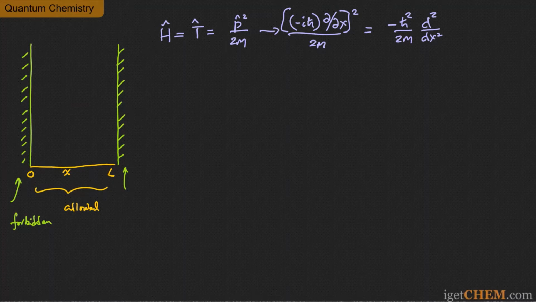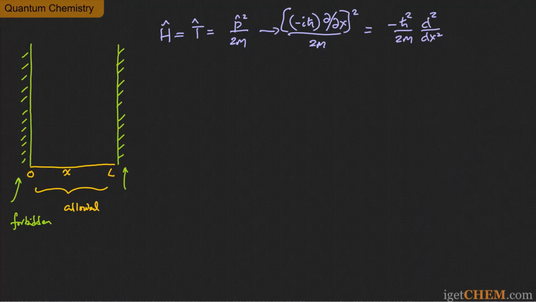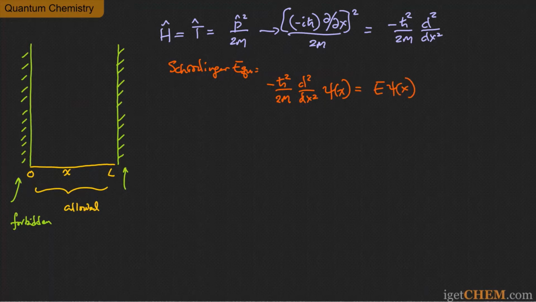So the time-independent Schrodinger equation for the particle in a box problem then simply becomes minus h bar squared over 2m, d squared by dx squared, times psi of x, equal to E times psi of x. So this is the eigenfunction, eigenvalue problem that we need to solve.